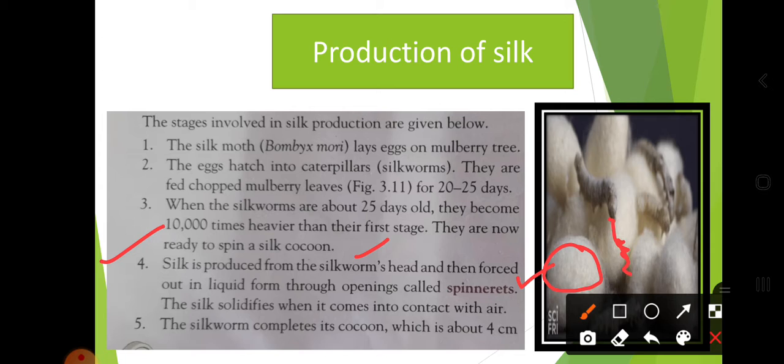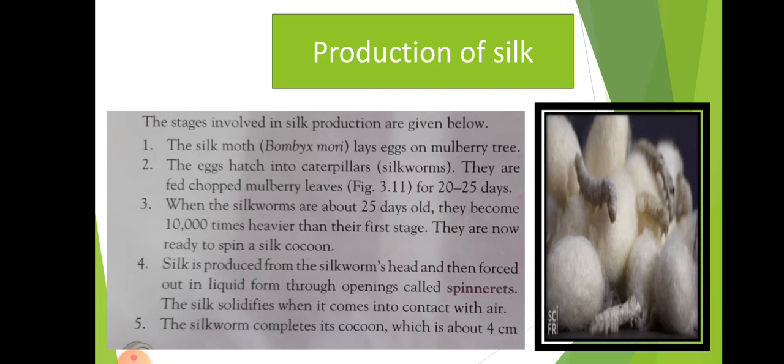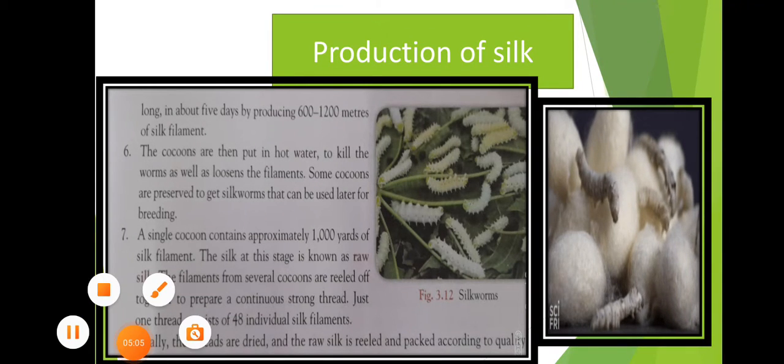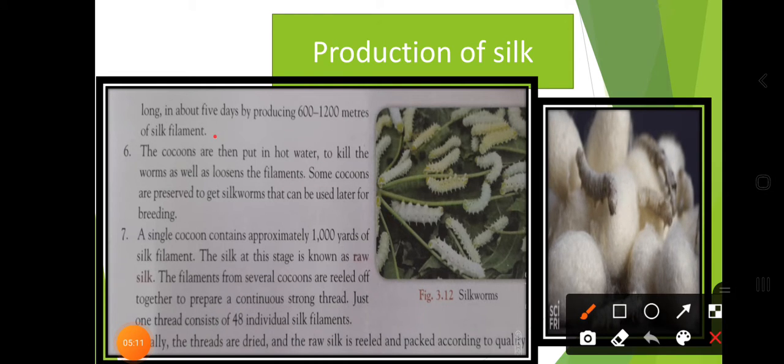At first it is in the form of liquid in their mouth. After passing out of their mouth, it is converted into silk thread, from liquid to solid form. So the silk solidifies when it comes into contact with air. The silkworm completes its cocoon, which is about 4 centimeters long, and in about 5 days they produce around 600 to 1200 meters of silk filament.